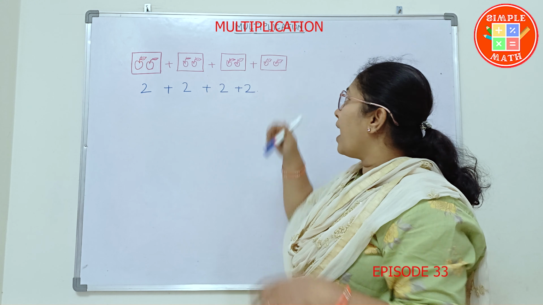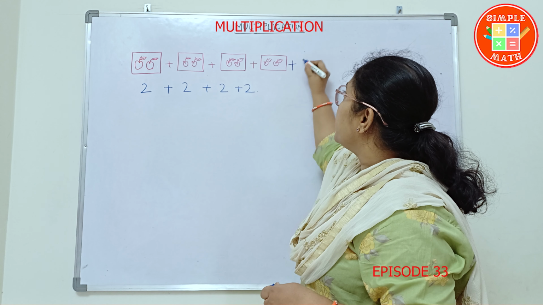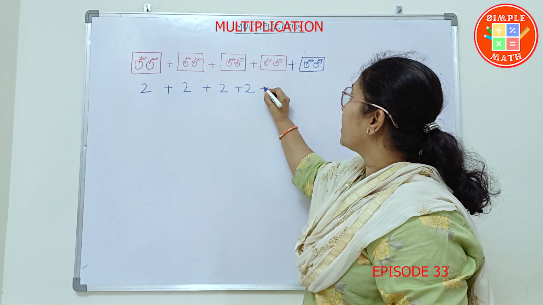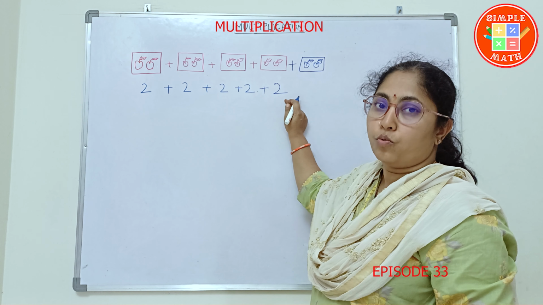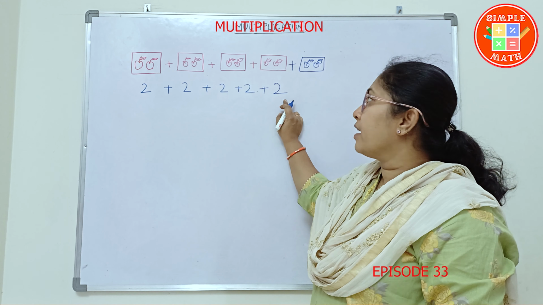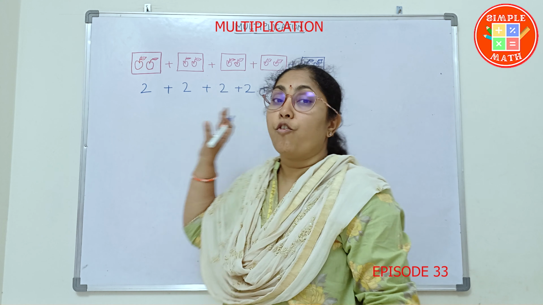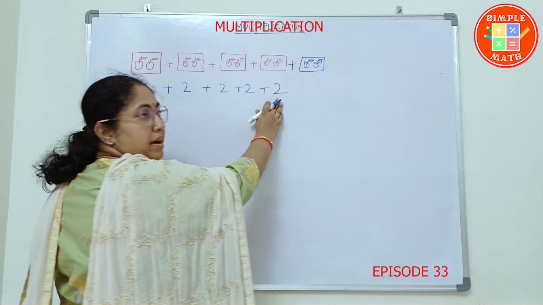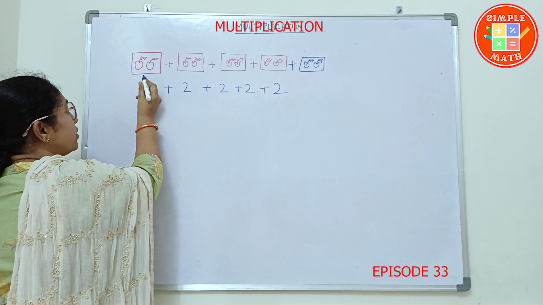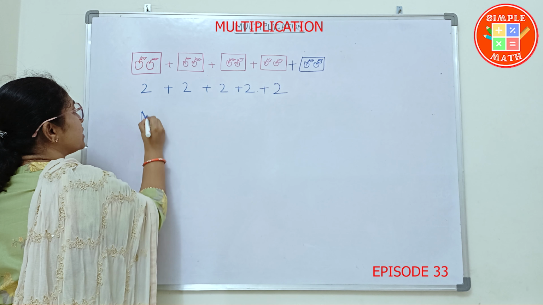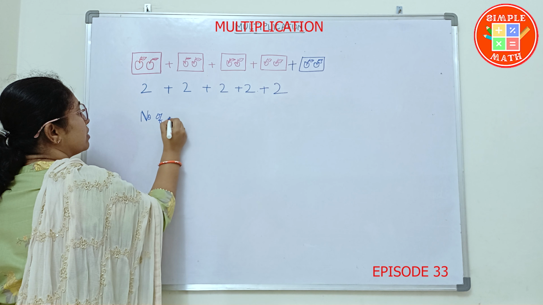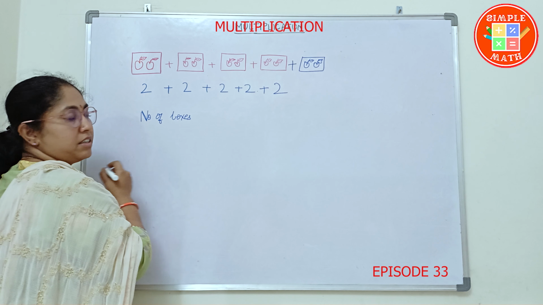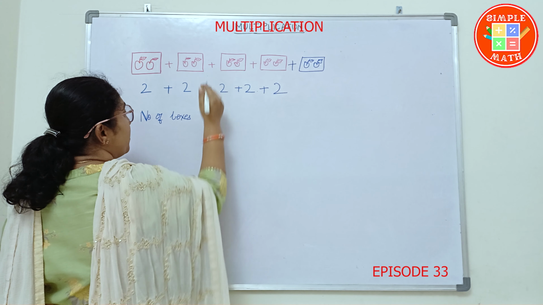Now suppose I add another 2 apples to this box here. So I write another plus 2. Now here what we will do is, in multiplication, repeated addition is called multiplication. Here we will count the number of boxes first. Then we will write the number of apples.